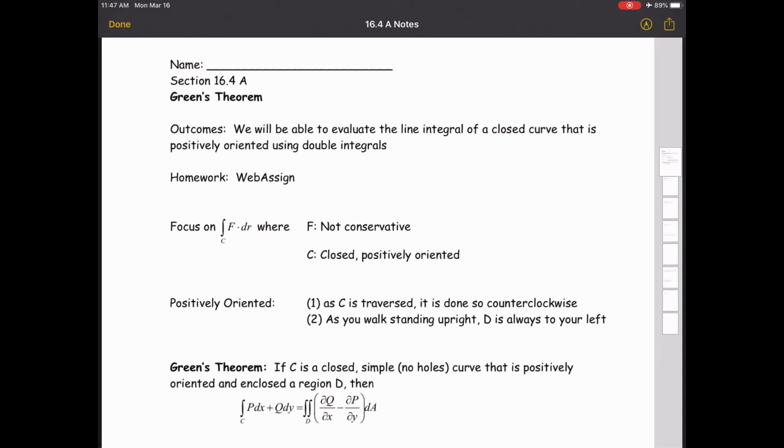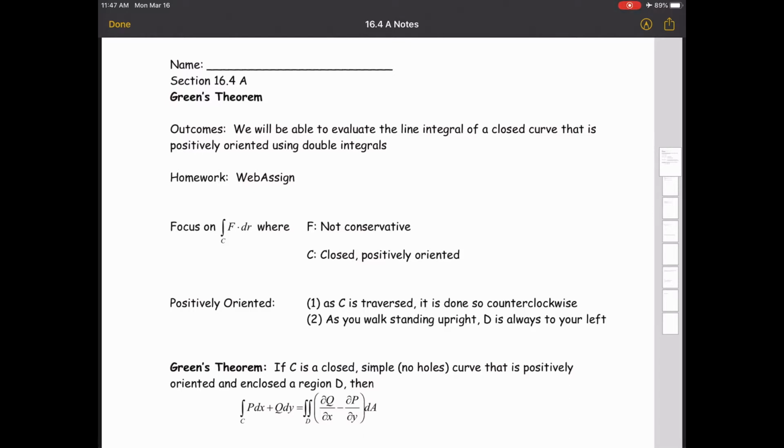Alright, so this is section 16.4a, Green's theorem. There will be a part B as well, and most likely this will be done in 2 videos just to make sure we get through everything in a timely fashion and the videos aren't too long. Alright, so we're going to talk about this thing called Green's theorem.